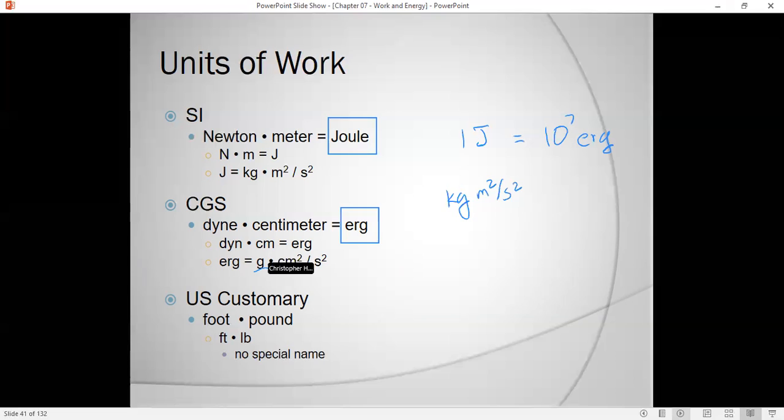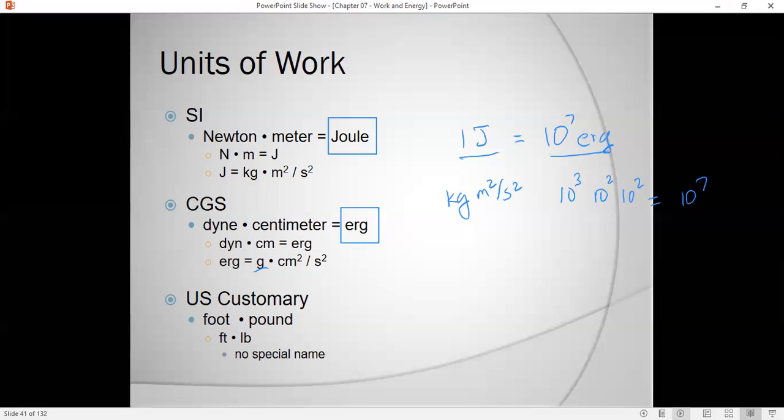we convert kilograms to grams. So that gives us a factor of 10 to the 3. I hope this comes out. We convert meters to centimeters. So that's squared, so 10 to the second times 10 to the second. And there's our conversion, 10 to the 7th difference. The joule is a much bigger unit than the erg.